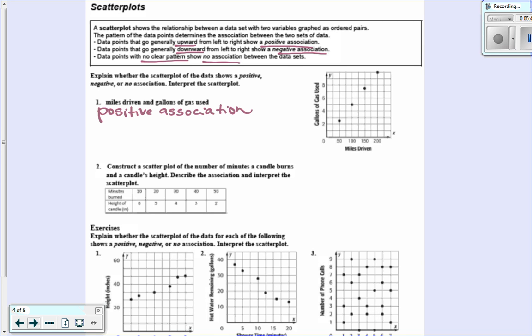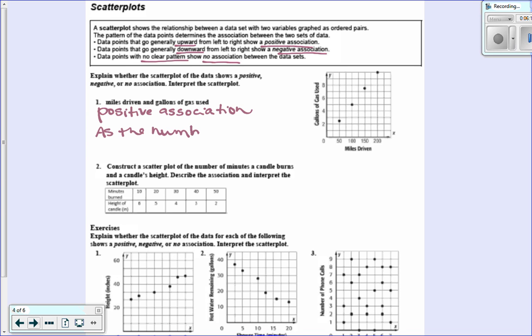Because we see miles driven and gallons of gas used. So how can we interpret this graph? What is it telling us? So if we see miles driven, what happens as we drive more miles? Perfect. Good.